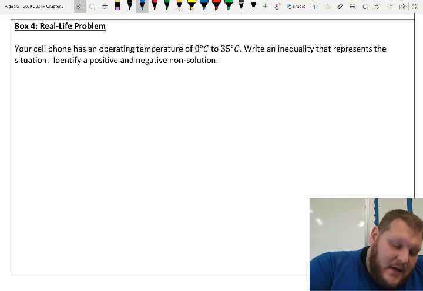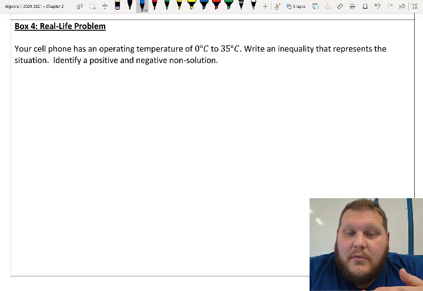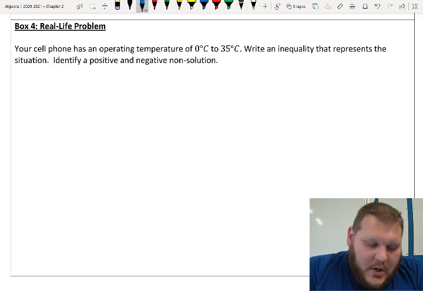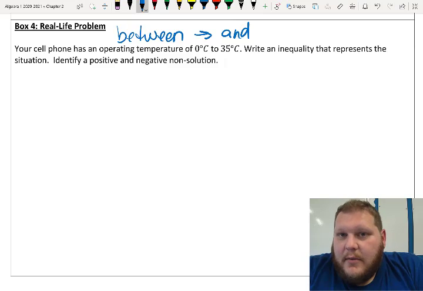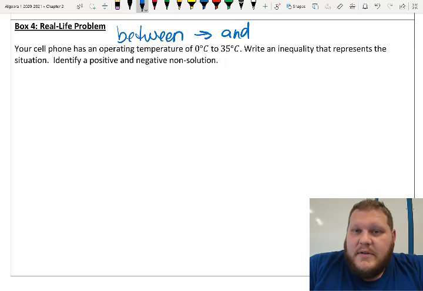So in this case, we go back to those two questions. Is it an in-between, or are they going away from each other? Are they outside? So here, the numbers that are going to work in this situation, my temperatures that are safe for my phone, are going to be between 0 and 35, right? So since it is between, we are dealing with an and compound inequality. So when I write this up, my variable is going to be between 0 and 35 on the inequality.